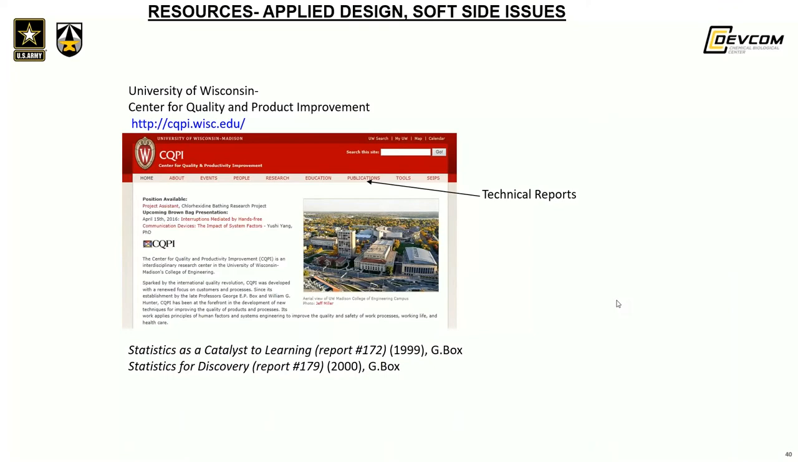A lot of this talk comes from the work of George Box, and I kind of stumbled onto this. I think Mark Anderson mentioned it, this Wisconsin Center for Quality and Product Improvement. I assume this website's still up, but this is like a gold mine of papers and reports, most of them by Box, not all of them, that go back to the 80s up into the early 2000s, and there's probably a couple hundred of them at least. And many of them are very applied. They're great case studies, and a lot of the statistics as a catalyst for learning and statistics for discovery.